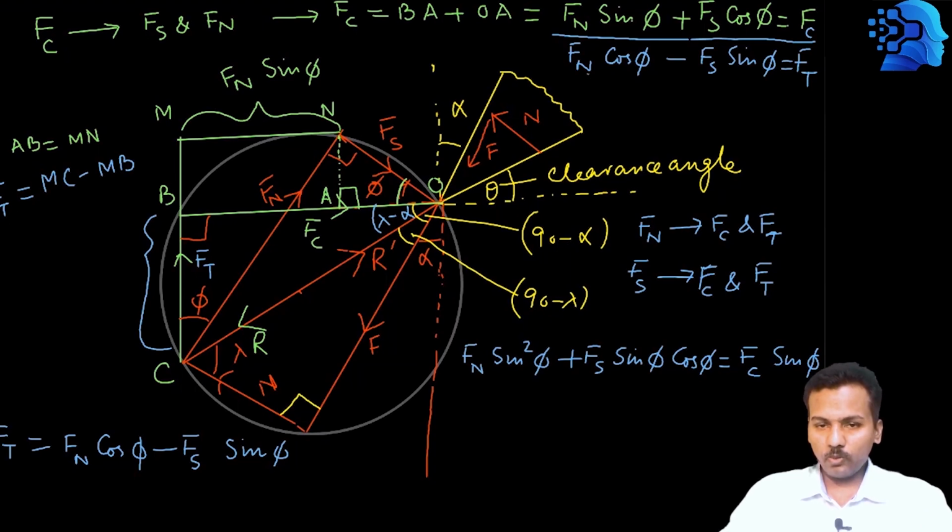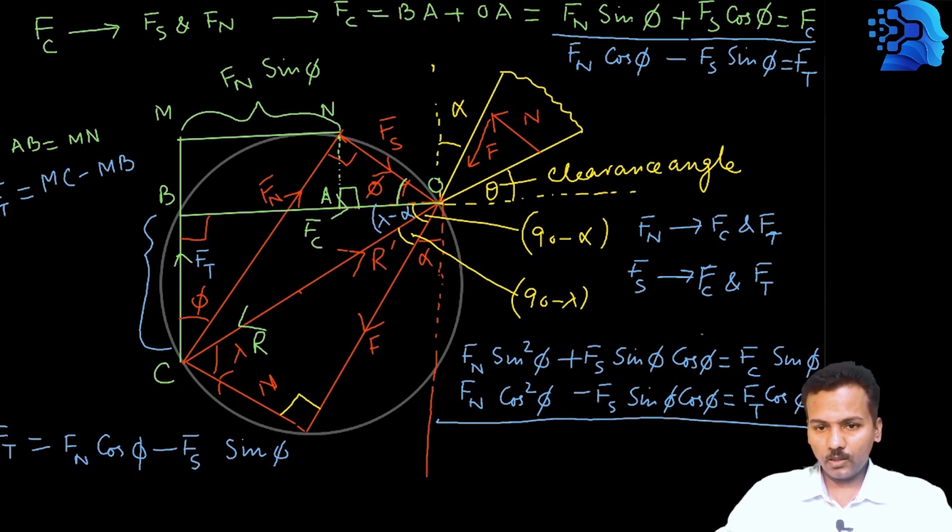and multiply this equation by the cos phi, it will become Fn cos square phi minus Fs sin phi cos phi equal to Ft cos phi.